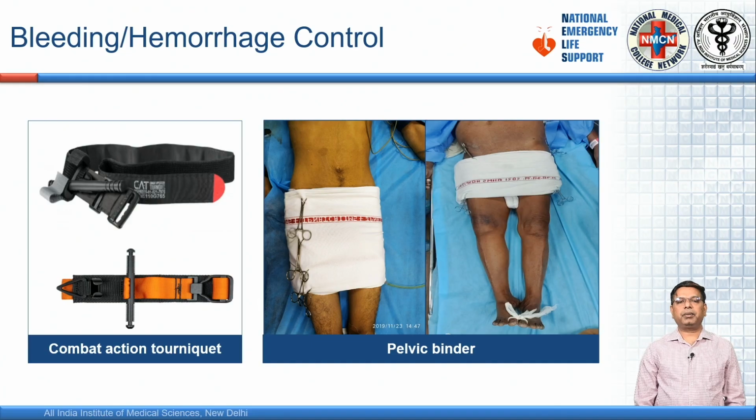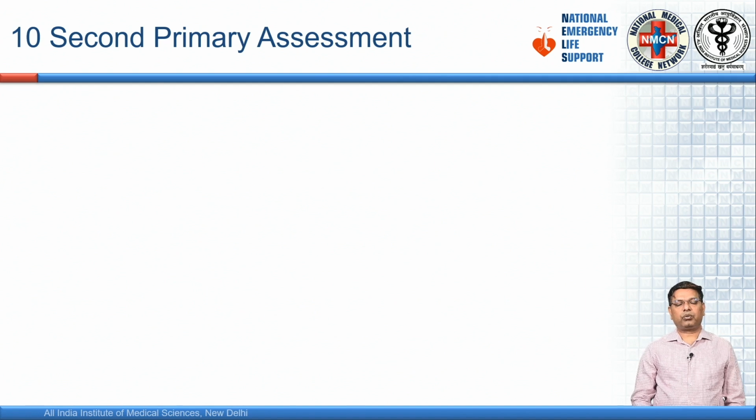The pelvic binders, we can use the bed sheets or the clothes for making the pelvic binder. This is very important to utilize, because the pelvic bleed can lead to deaths. So, hemorrhage control or bleeding control. Now coming to the ABCD part.